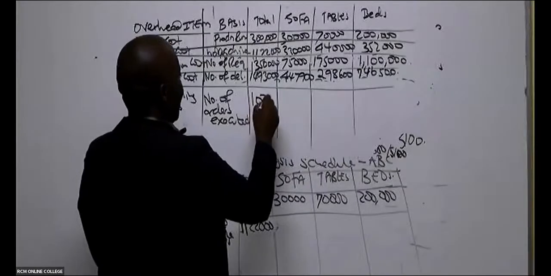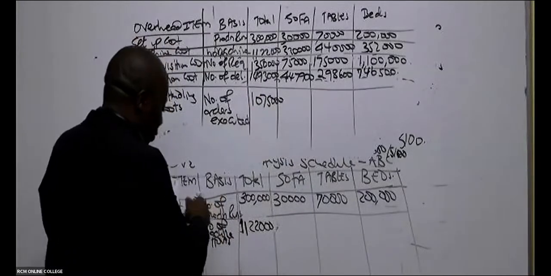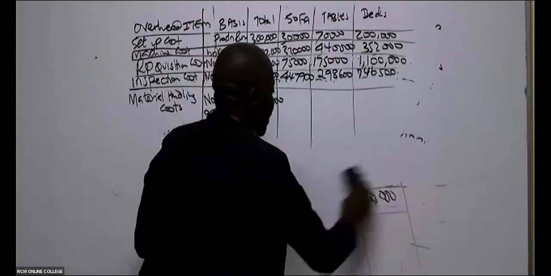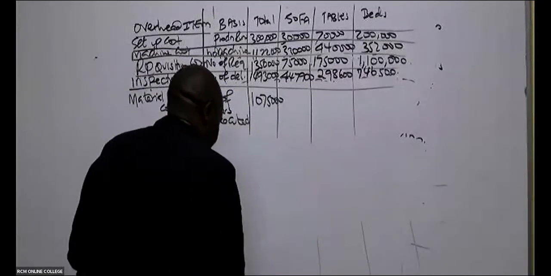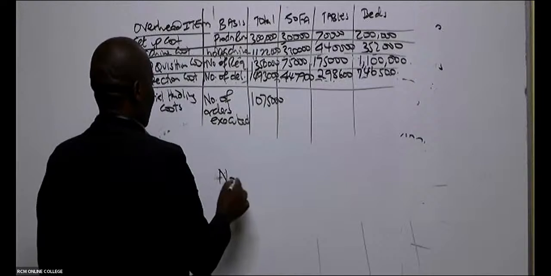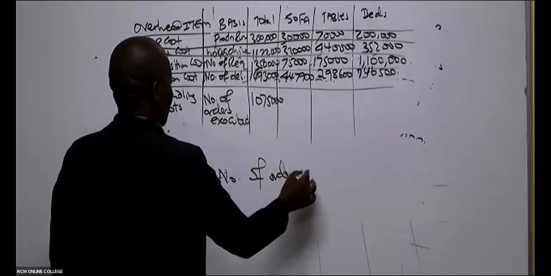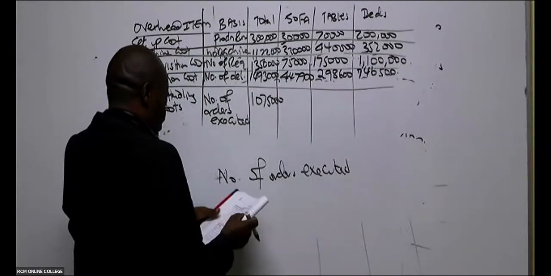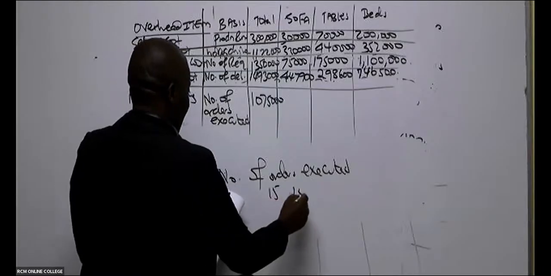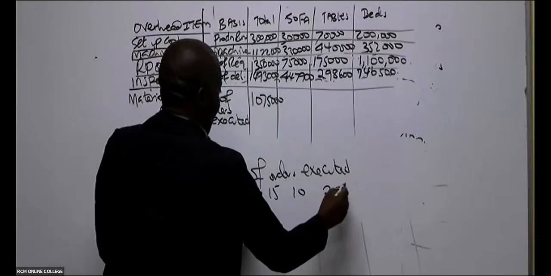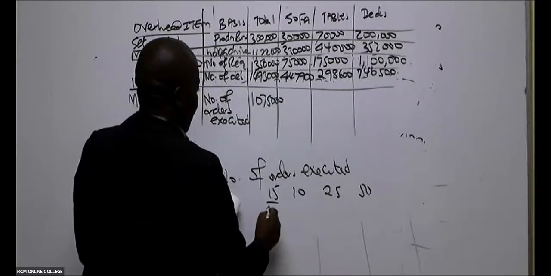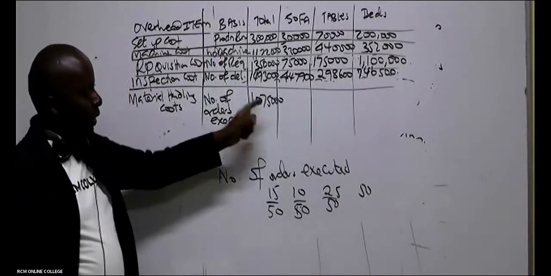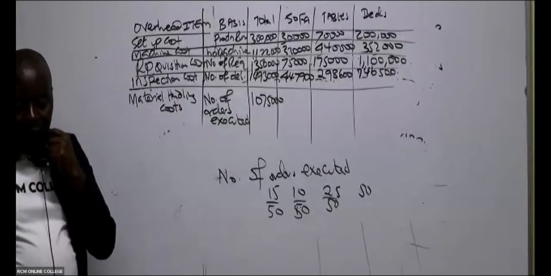$107,75, isn't it? 1,075,000. And then, of course, you can see the number of orders executed down there. It's given there. We have, ladies and gentlemen, 15, 10, 25, and the total is 50. So over 50, over 50, over 50. Please apportion this for me.